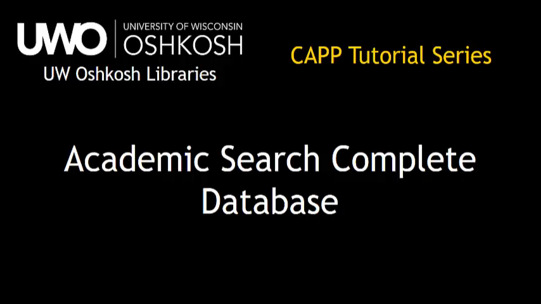In this video, I'll demonstrate the basics of using Academic Search Complete, a library database that covers multiple subject areas. Academic Search Complete is a great starting point for research in your CAPP classes and other first and second year university level courses. If you're new to using these types of databases for research, check out our video for tips on the best ways to search.